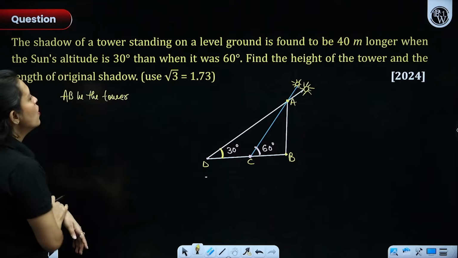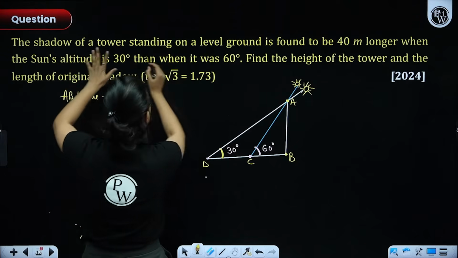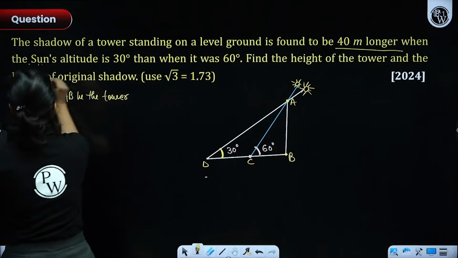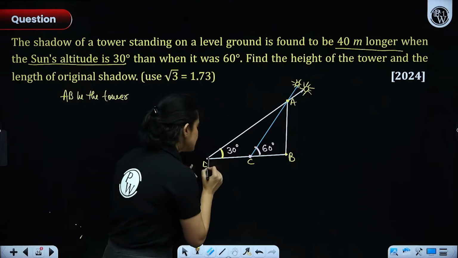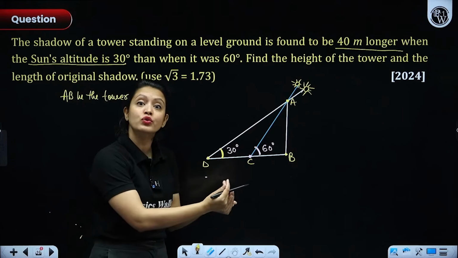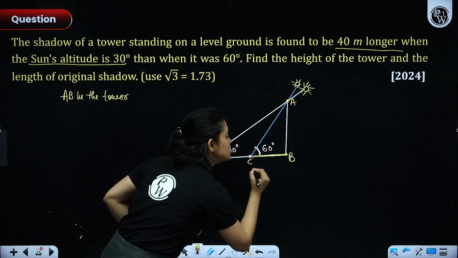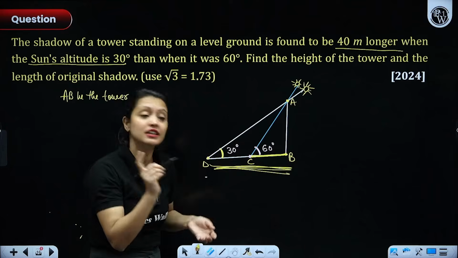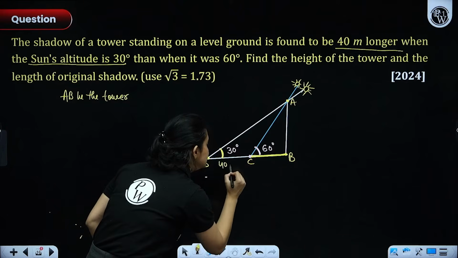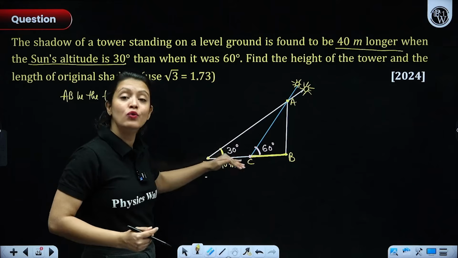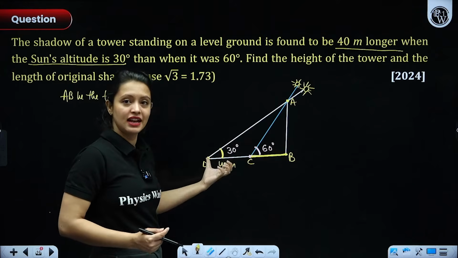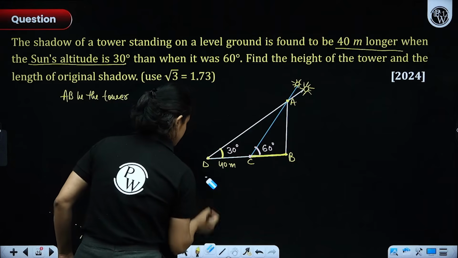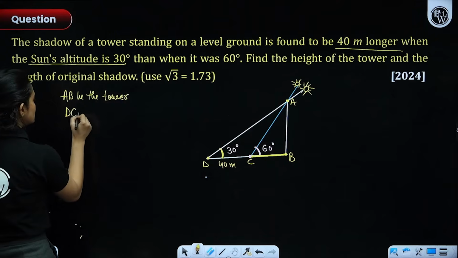They are saying the shadow of the tower standing on level ground is found to be 40 meters longer when the sun's altitude is 30 degrees. So earlier the shadow was this, now the shadow is this. The new shadow is 40 meters longer. So what is given to you? DC is given to you. DC is the amount by which the larger shadow exceeds the previous shadow. Let's write that down also. DC is equal to 40 meters.